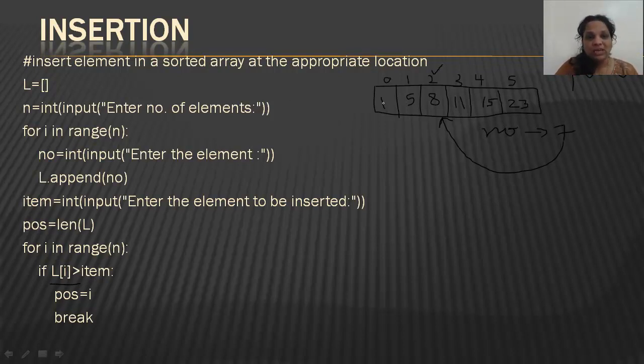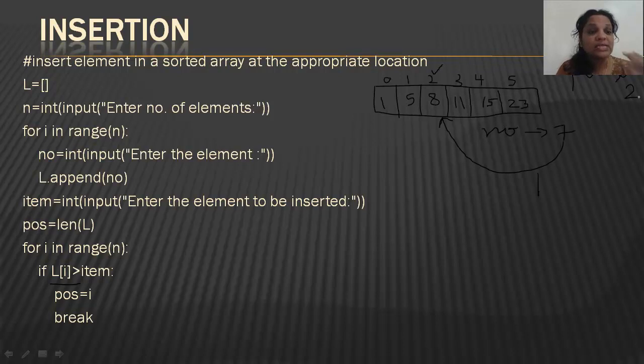So if L of I, what is L of I initially? 1. 1 greater than 7? No. So will I be doing these two lines in the if statement? No. 5 greater than 7? No. 8 greater than 7? No. Oh, sorry. Yes. Yes, correct. So what did I get my position as? Position, which is 6, now becomes a value of I, which is 2. Have I got the position with me? Yes. And I say break.